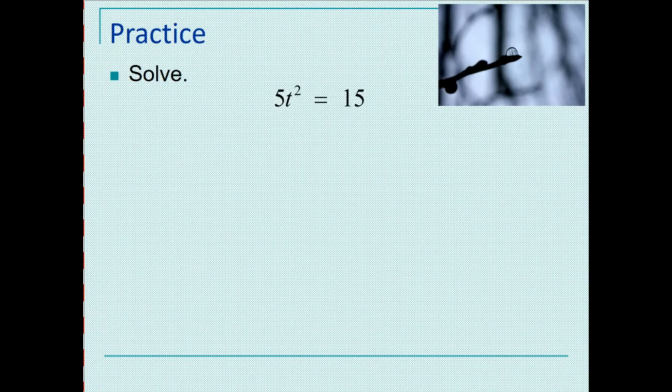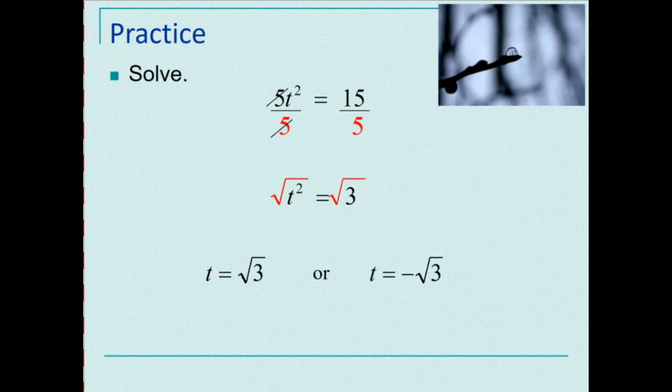Here we want to isolate our variable first, and to do that we'll divide both sides by 5. We now have our variable squared equal to a number. We'll apply the principle of square roots, taking the square root of each side, which resolves into t is equal to the positive square root of 3 or the negative square root of 3. Let's take a look at one more example.